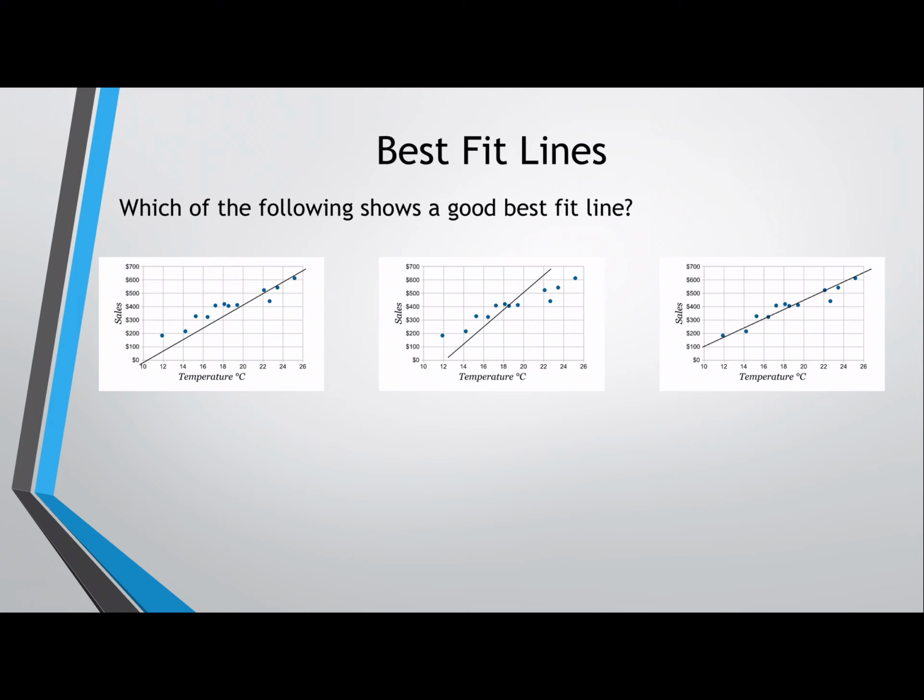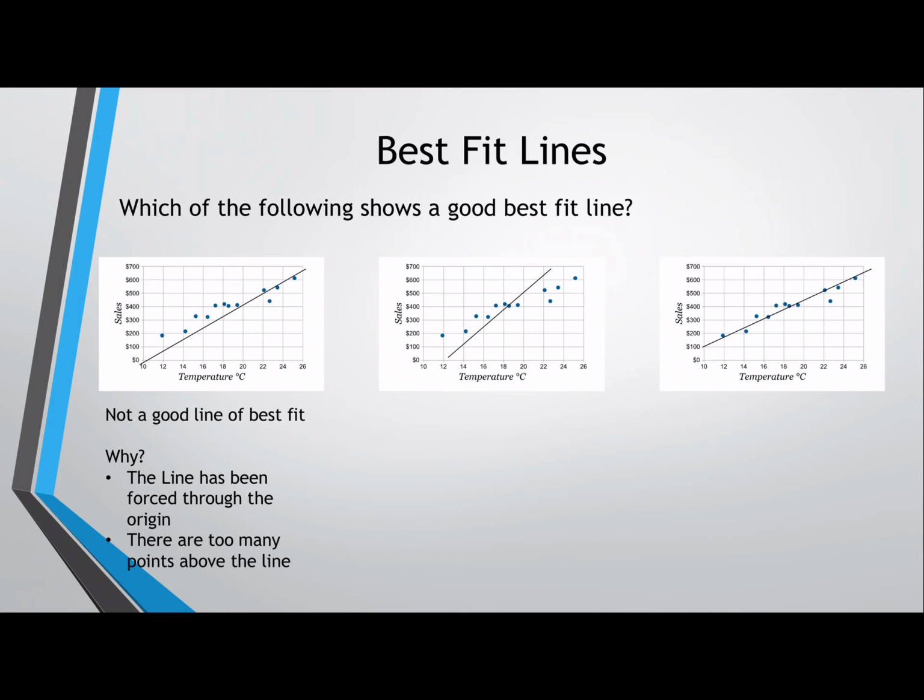So looking at the one on the far left, our first one there, this is not a good line of best fit, and the reasons being why. The line's been forced through the origin. You can see at the bottom left hand side of the graph, it's been forced to go through that 0 mark there, so that's not very good, and that's not what we do with a best fit line. And the other problem, there's too many points above the line. If we count, we've got 1, 2, 3, 4, 5, 6, 7, 8, 9, 10 above, and 3 below. So it's not a good best fit line because that's not an even split in terms of how many are above and how many are below.